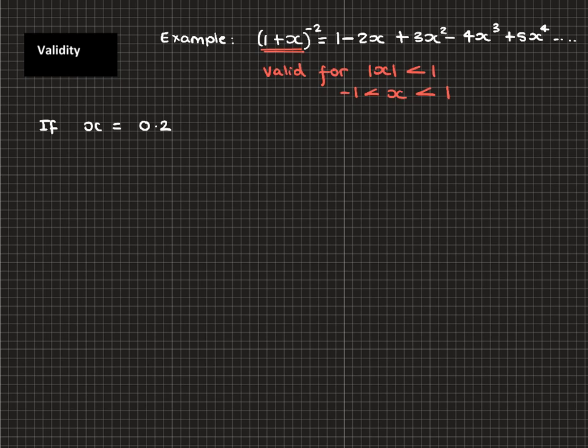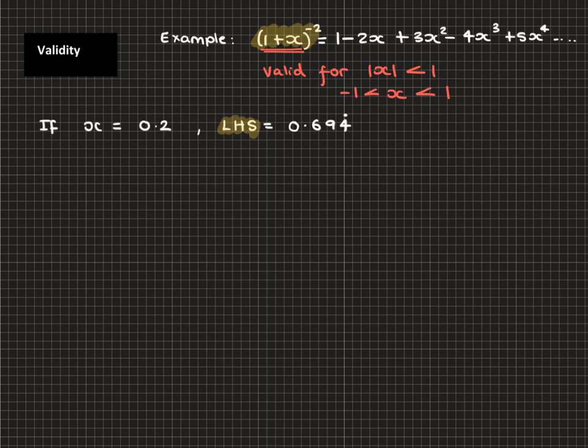Now, if x is equal to 0.2, what is the left-hand side of the expansion equal to? And by the left-hand side of the expansion, I mean this part here. If we input 0.2 into that, what do we get? Well, you can check that on your calculator and you'll find you get a value of 0.694 recurring if you replace x with 0.2 in the left-hand side. So you're just calculating (1 + x)^(-2) directly.